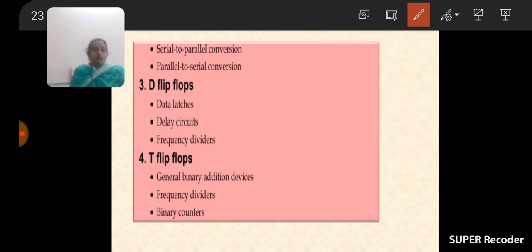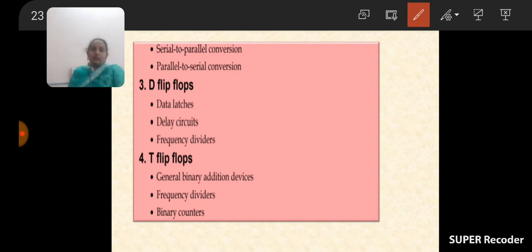Okay, that means the data must be entered serially, bit by bit, but the data must be taken out at the same time, the whole data. Whether it has 4 bits, 8 bits, or infinite bits, all the bits must come out at the same time, where we are using our JK flip-flops.